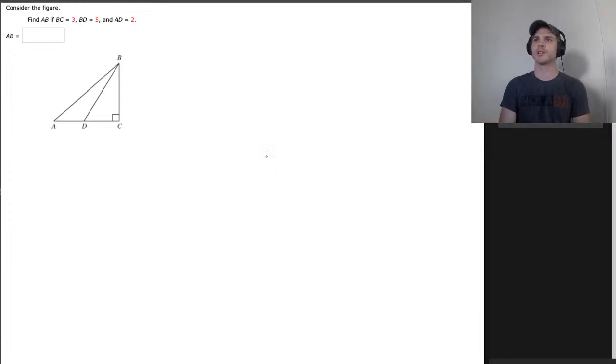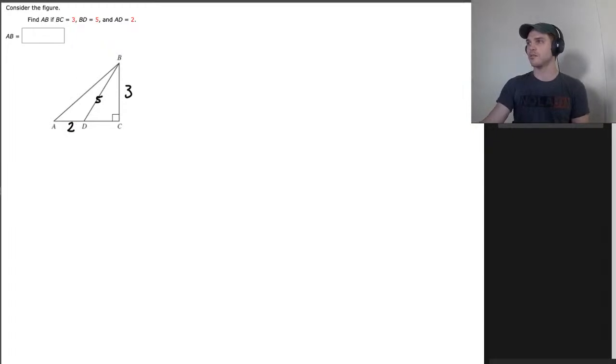Okay, consider the figure. Find AB if BC equals 3. Okay, so let's start labeling. BC equals 3, BD equals 5, and AD equals 2. Okay, so we want to find AB. That's this long side.